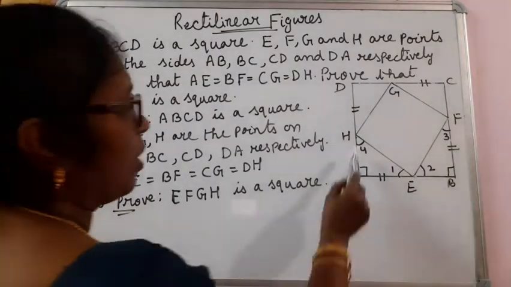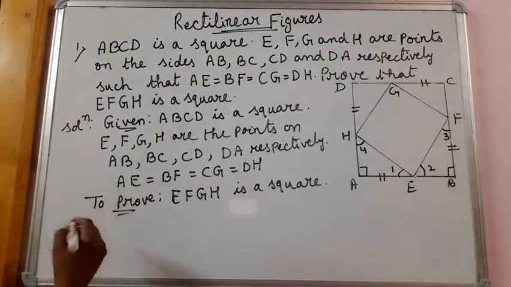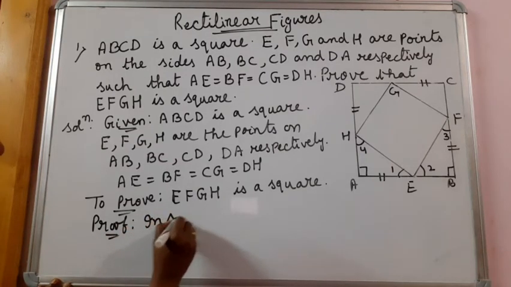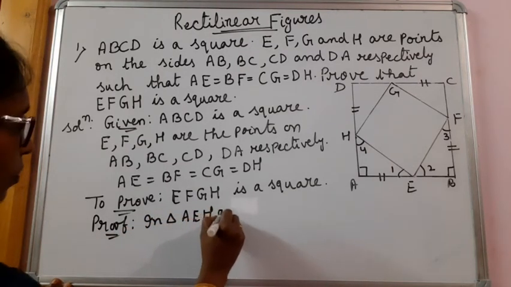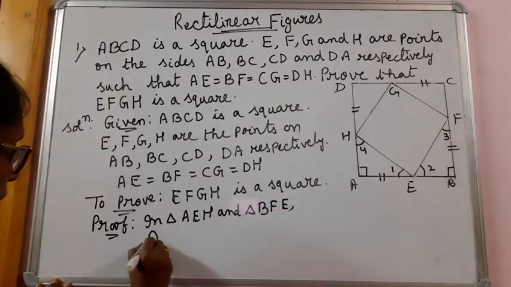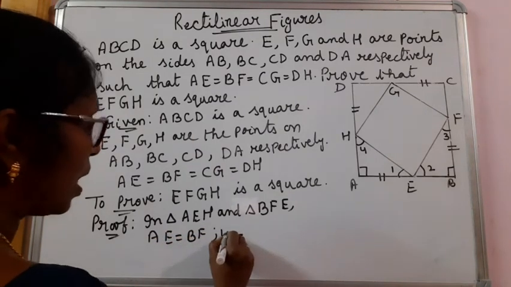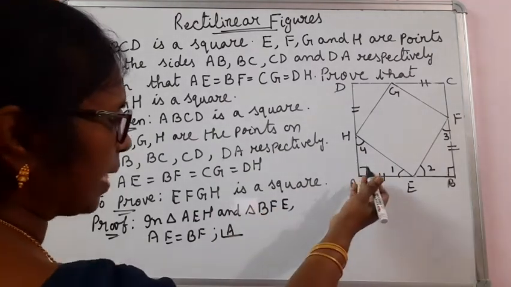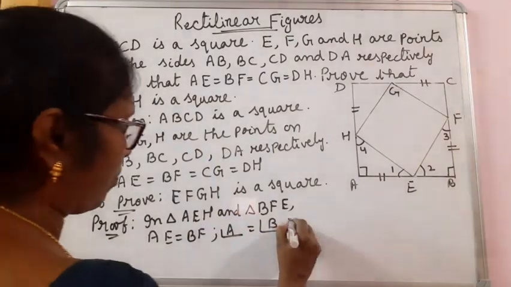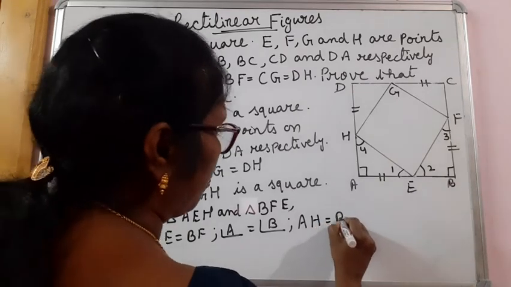Once they are congruent, we can show that HE is equal to EF. Okay? Let me do that. In triangle AEH and triangle BFE, AE is equal to BF. At A there is only one angle, no other angle is there. Angle A is equal to angle B. And also AH is equal to BE.